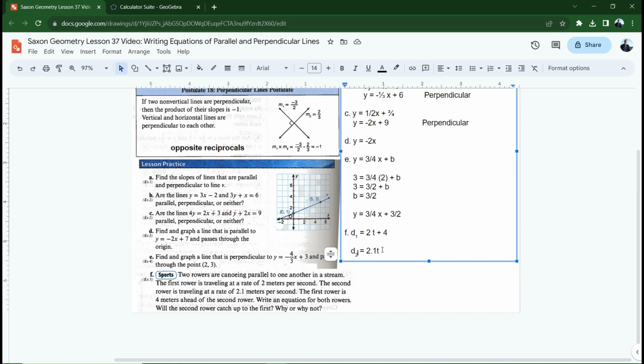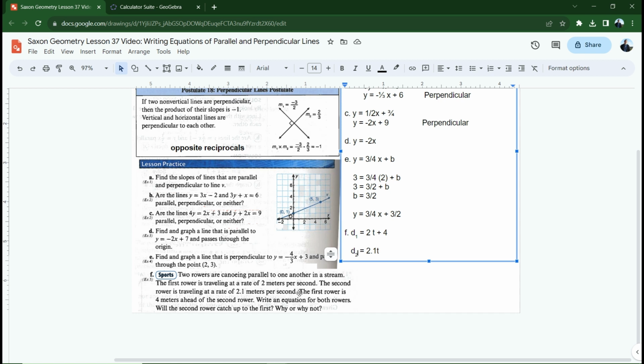But now, if I think about this, the second rower is moving faster than the first rower. Are they ever going to cross each other's paths, or is one going to catch up to the other? The answer is yes. The second rower will catch up to the first. Their graphs are going to intersect because they're not parallel. And what does it mean when their graphs intersect? They're going to, at some point, have the same amount of distance at the same amount of time. And if their distance is the same, that means that rower 2 is going to catch up to rower 1.